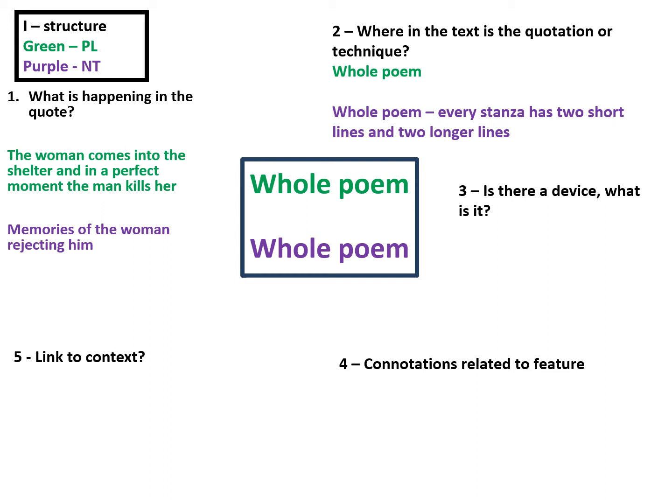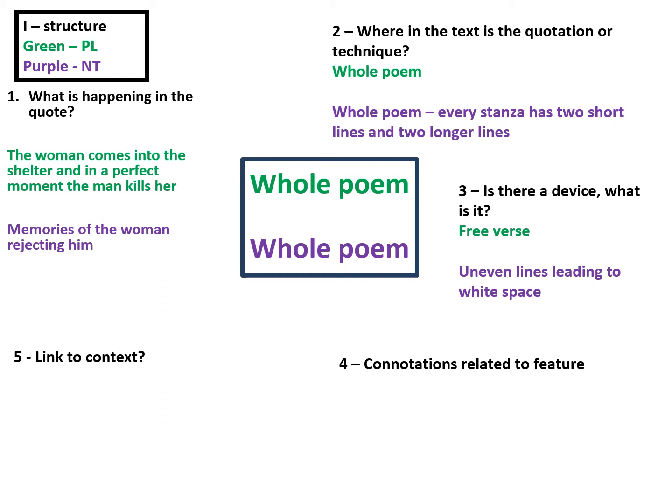For question 3, is there a device? What is it? Well, again, I've already mentioned this. The device in Porphyria's Lover is free verse when it is one long continuous poem, and in Neutral Tones there is uneven lines which lead to white space. So pause this recording now to write down your answer to question 3.